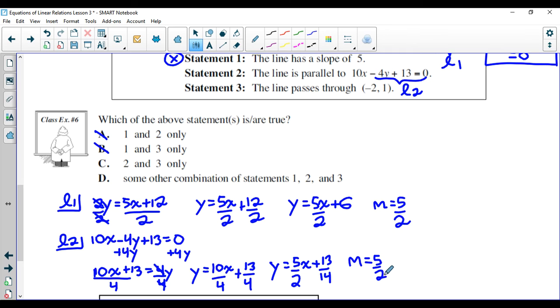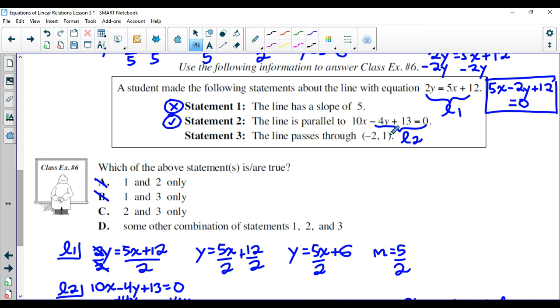Okay, so the slope is 5 over 2. So what I can see here is the slope of line 1 is 5 over 2. The slope of line 2 is 5 over 2. So I can say since the slope of L1 is equal to the slope of L2, they are parallel. Okay, so statement 2 is correct.